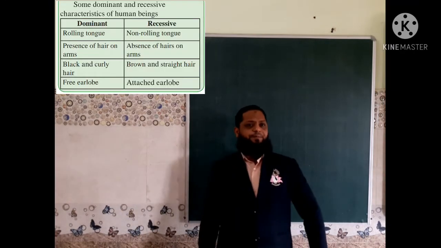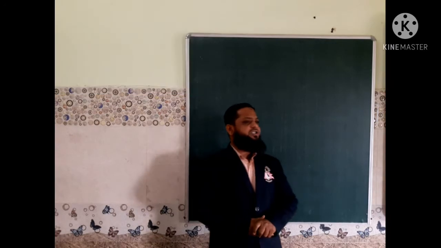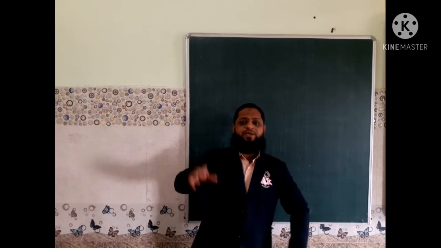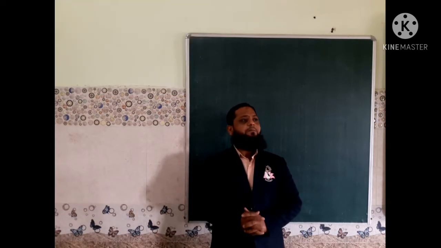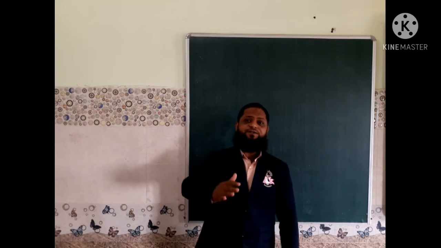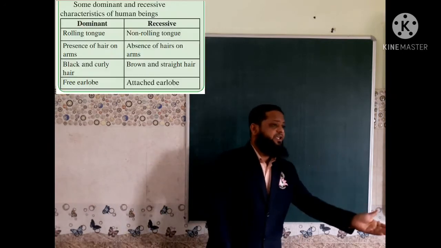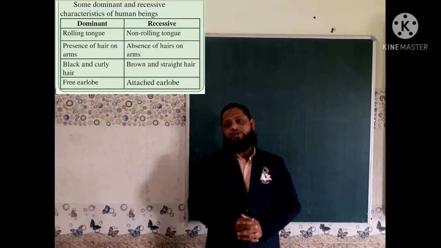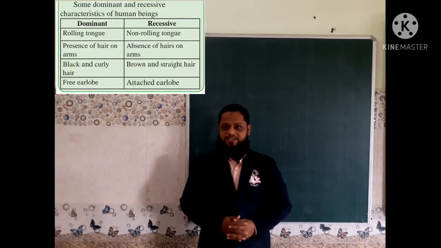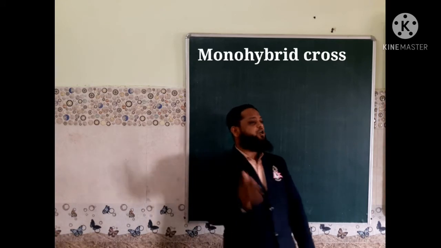Mendel performed the monohybrid cross and dihybrid cross. On the basis of these two crosses, Mendel concluded that the genetic material is transferred from parents to offspring in equal quantity. So let's begin with the first experiment, that is the monohybrid cross.